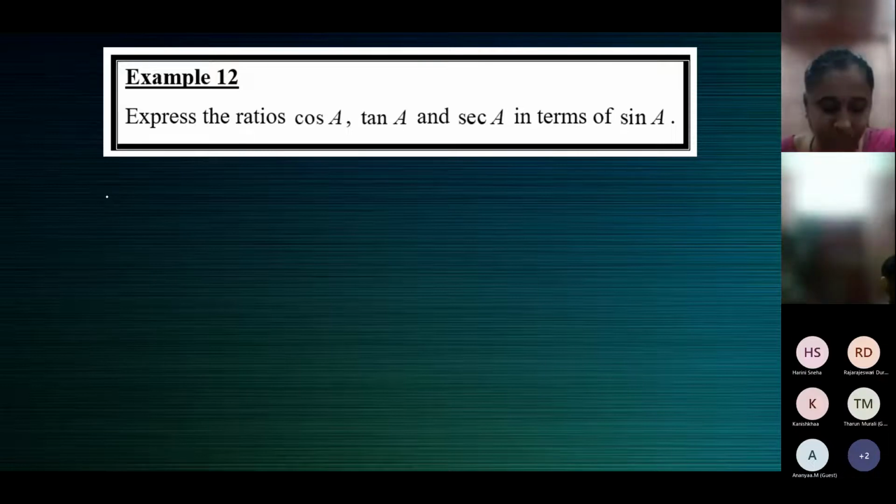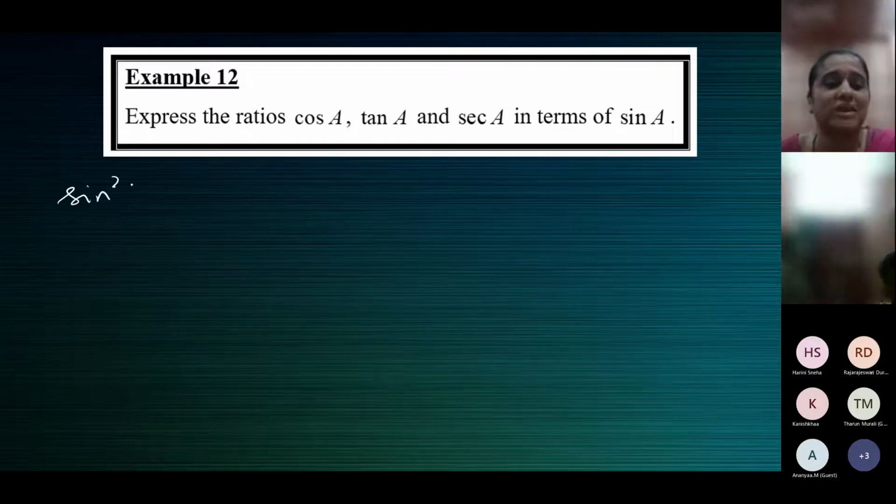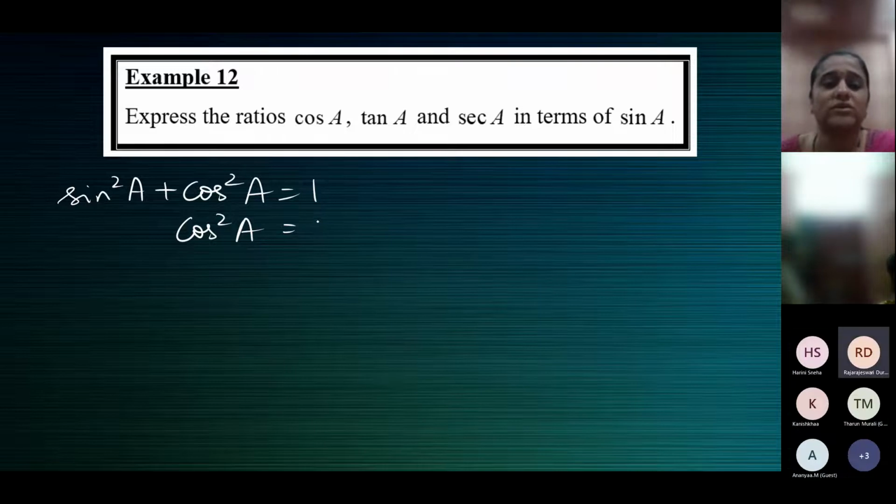Yes. An identity that connects: sin square theta plus cos square theta is equal to 1. Very good, Ram. Sin square A plus cos square A is equal to 1. Now we have to write cos A in terms of sin A. So that means cos square A is equal to what? Cos square A is equal to 1 minus sin square A.